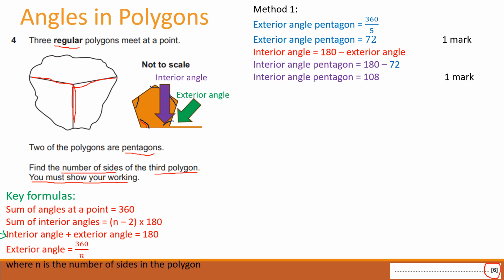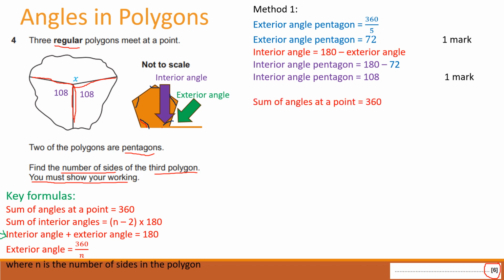Now that interior angle is the purple arrow. On my diagram, that is the angle here where I just highlighted earlier, where the pentagon is, and the angle next to it. So I've got two angles which are 108, the interior angles of those pentagons. Now the angle we need to find is the angle at the top, which is the angle on the third polygon. If we can work out the interior angle of that third polygon, then I can work out the exterior angle, and then if I've got the exterior angle, I can work out the number of sides of the shape.